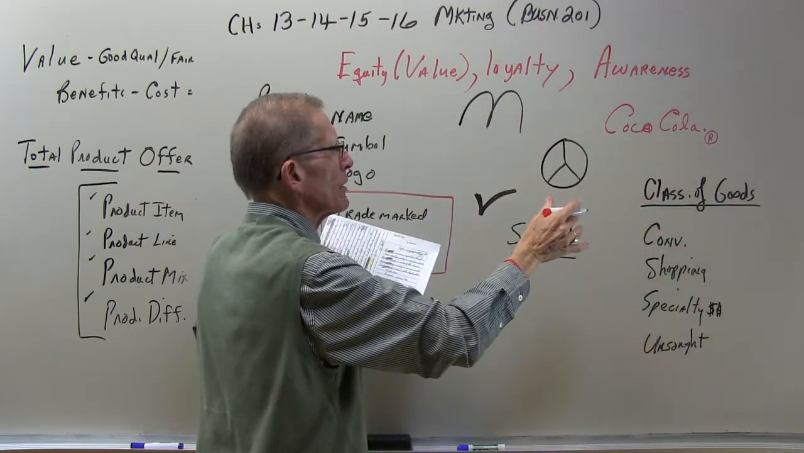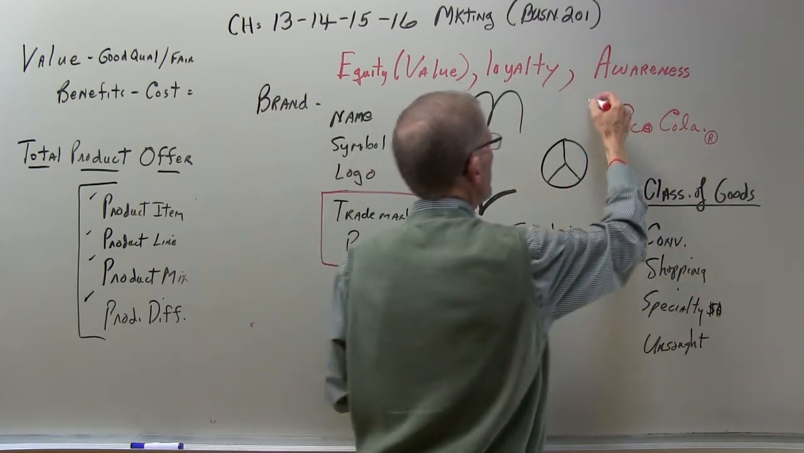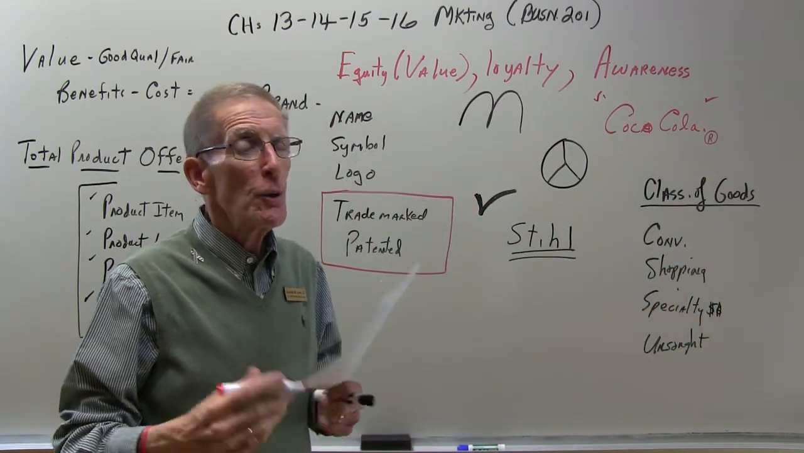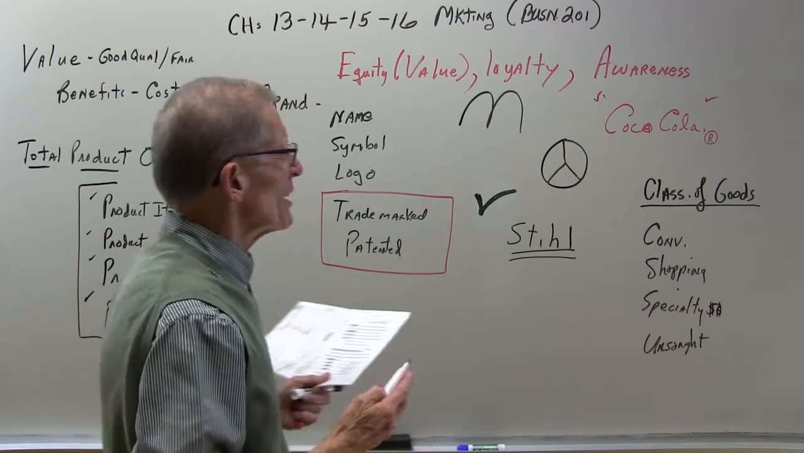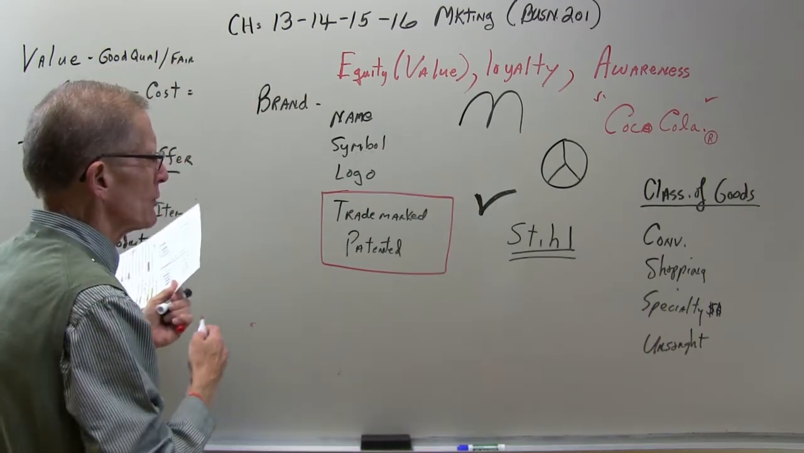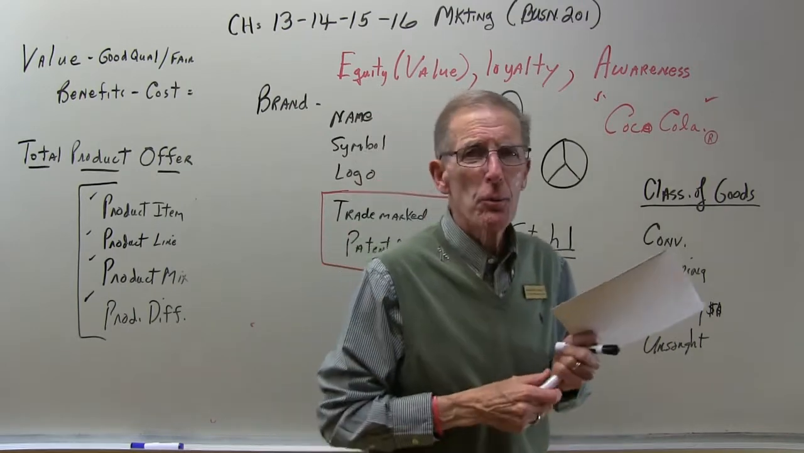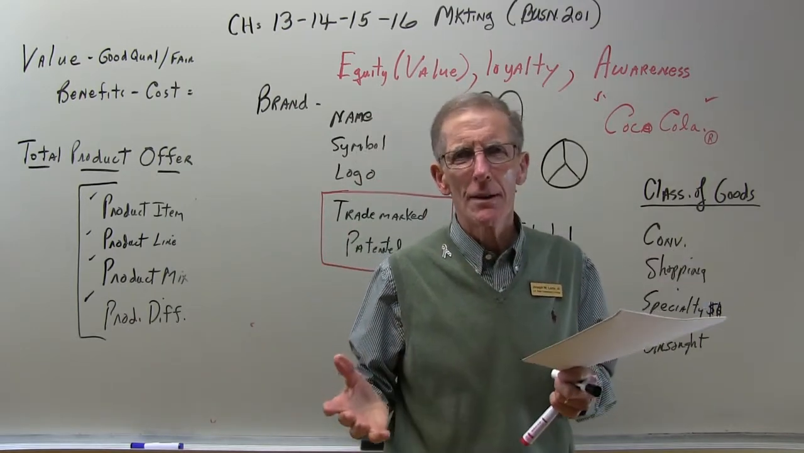That little R stands for registered. That's a registered trademark of Coca-Cola Corporation. You can't use that. John Deere. I can't draw you a John Deere up here, but what color is our John Deere product? Well, they're green and yellow.